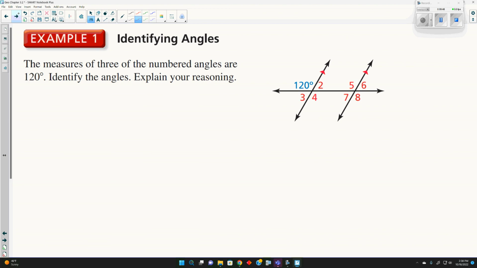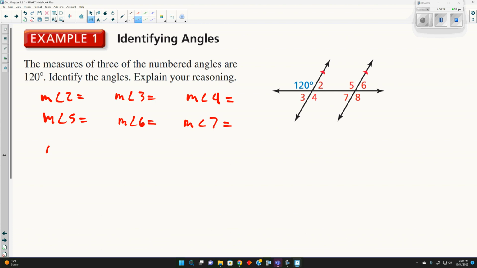So let's look at this first example. It asks us to find the measure of 3, given that one of the angles is 120. Identify the angles and explain your reasoning. So I just want to find all of them. So the measure of angle 2, measure of angle 3, measure of angle 4, measure of angle 5, measure of angle 6, measure of angle 7, and lastly, the measure of angle 8.